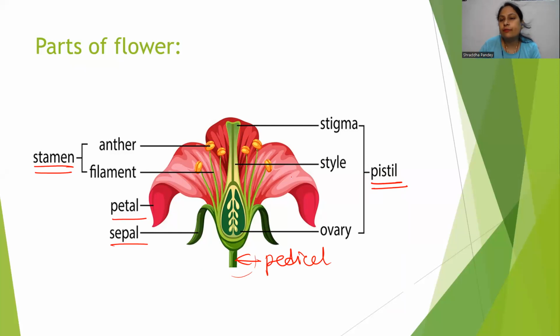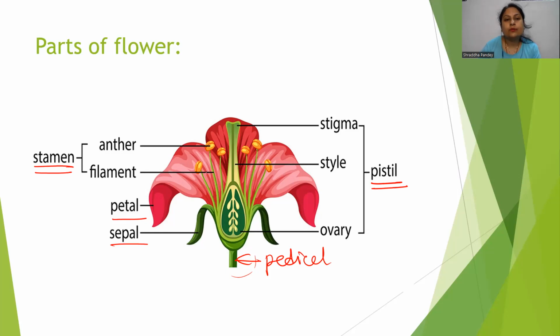Then there are the colorful, brightly colored, attractive petals. They make the flower attractive and produce fragrance. So they attract insects and birds. Why do they attract them? For pollination. It helps in pollination. Pollination we will learn in another class. In this video, we are going to learn only about the parts of the flower.